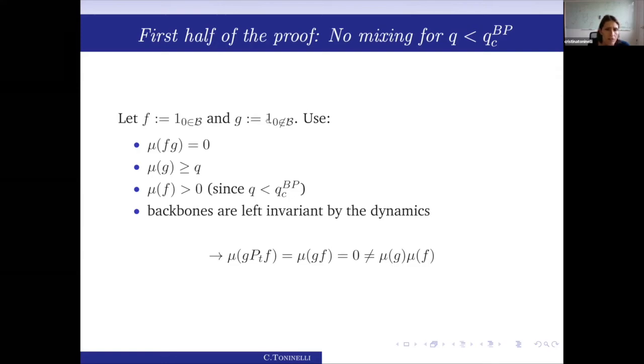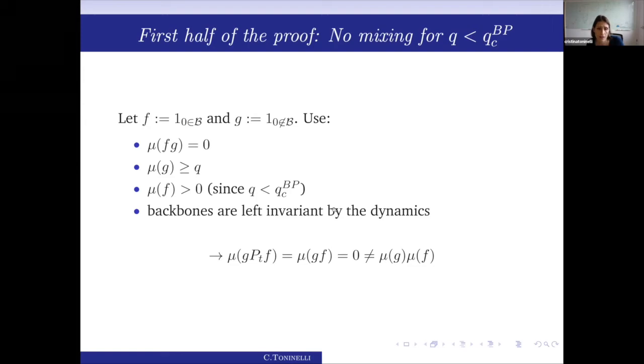The probability that the origin does not belong to the backbone is bigger than the probability that the origin is empty, so it's bigger than Q. And since we are in the regime in which blocked clusters percolate, and so the origin belongs to the backbone with probability larger than 0, mu of f is bigger than 0. So for sure, and furthermore, last but not least, as we said, the backbones are left invariant by the dynamics.